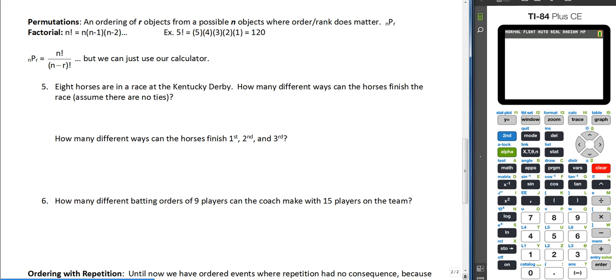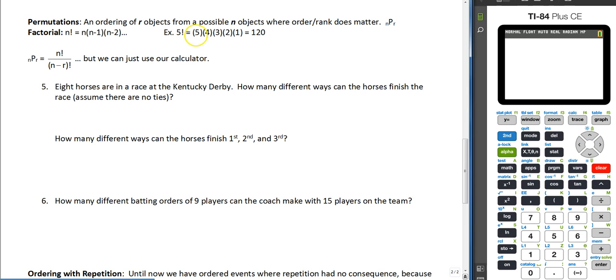So if you have an ordering of R objects from a total possible of N objects, where order and rank matter, the abbreviation is N permutate R. And we're going to show you the formula right here, which is N factorial over N minus R factorial. So now you're wondering what a factorial is. Well, factorial is just a shortcut to multiplying a whole bunch of different numbers. So N factorial would just be N times N minus 1 times N minus 2 all the way down till you get to 1. An example would be 5 factorial.